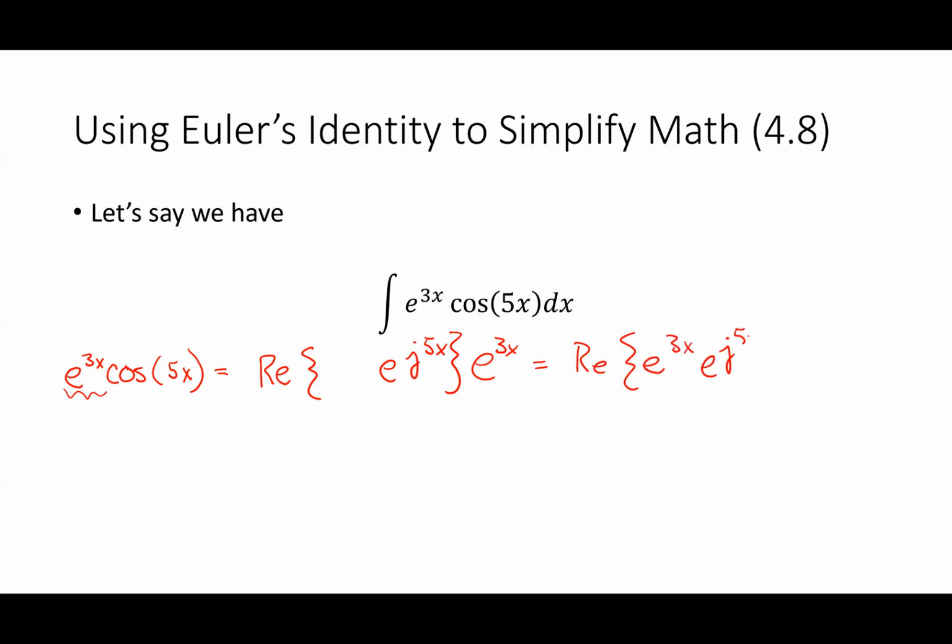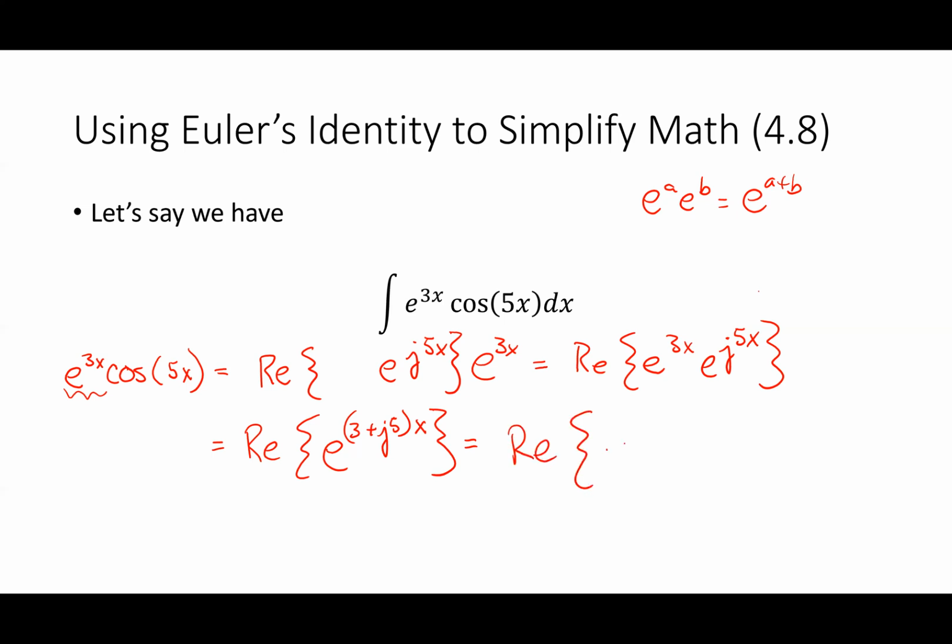Now, the other thing that's probably important for us is to remember how to deal with exponential functions. This guy is just e to the a times e to the b. If I have e to the a times e to the b, what is that? E to the a plus b. So I can just turn this into the real part of e to the 3 plus j 5 x, like that. I'll call it this way, real of e to the ax.